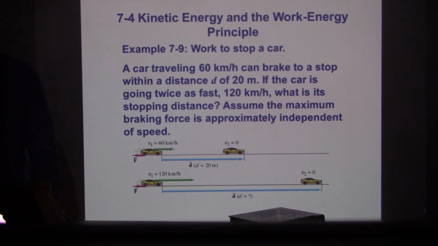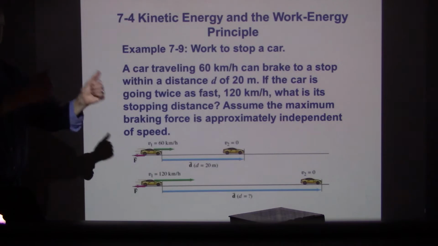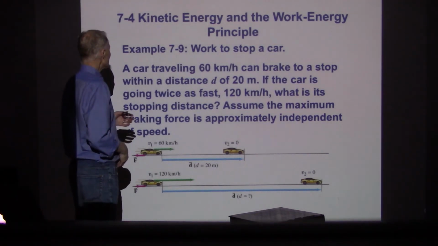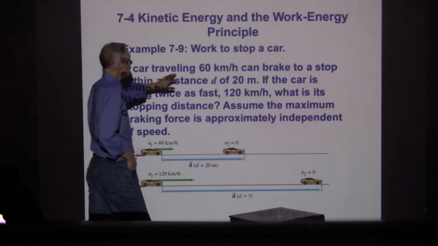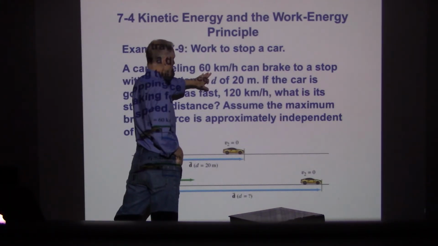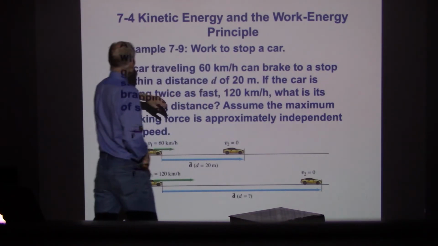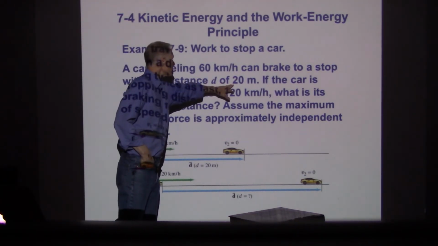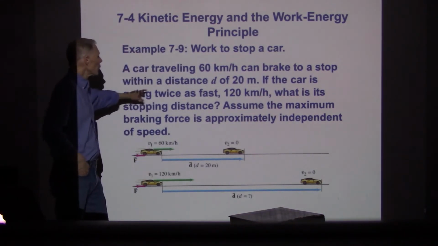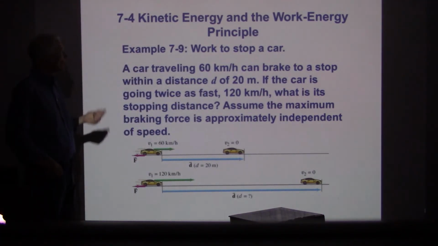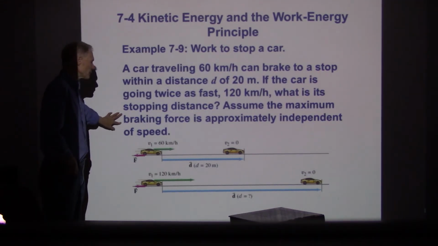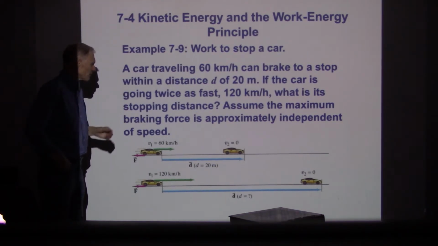All right, here's another example: kinetic energy and the work energy principle. What about stopping a car rather than making a car go faster? What if we want to slow it down? Well, in this case, what we're saying is we have a car traveling at 60 kilometers per hour, and it puts on the brakes and stops in a distance of 20 meters. If the car now is going twice as fast, what will the new stopping distance be? And assume that the maximum braking force is a fixed value.